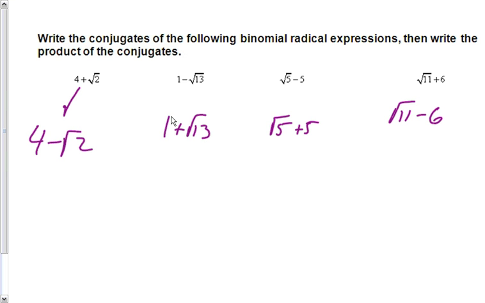Just to let you know, if there was a negative in front of it, like negative 1 plus radical 13, this becomes negative 1 minus radical 13. Okay? So no worries. And if you multiply them out, you're going to realize that this is 16 minus 2, which is 14, 1 minus 13, which is negative 12, 5 minus 25, which is negative 20, and 11 minus 36. Okay, so you can multiply them out. You'll see they always become whole numbers. If you do it right, you will not have any radicals left.